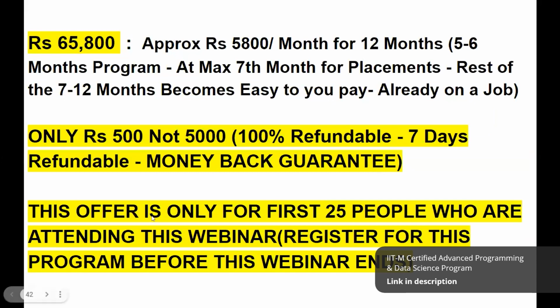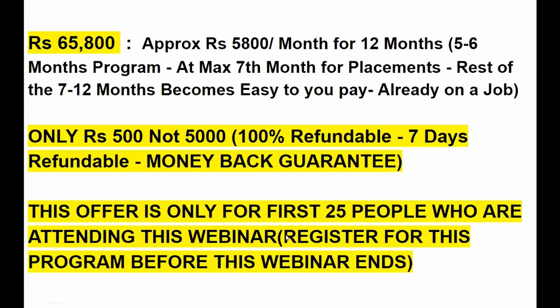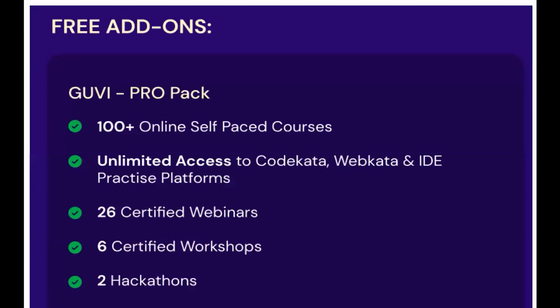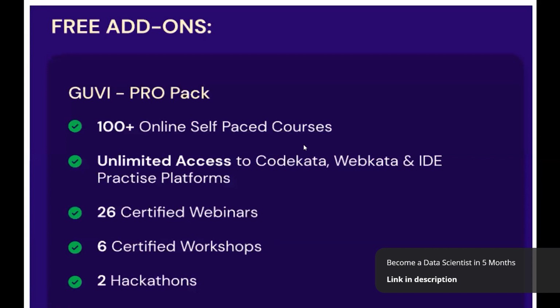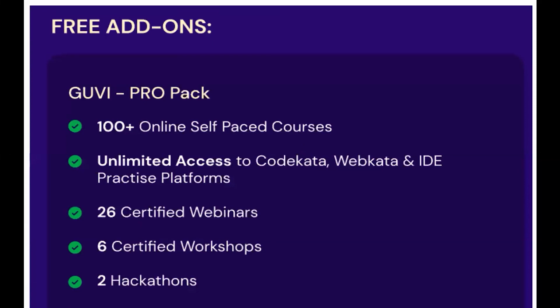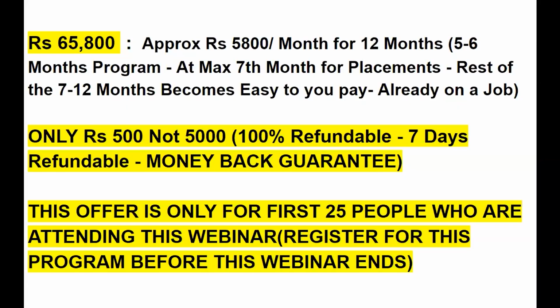We take around 150 students a year, and this offer is only for around 25 students during this webinar. You can register for the program, and once you register, you get these add-ons as well. You have 100 plus self-learning programs, 26 certified webinars, and 6 certified workshops. All these self-learning programs that you see in our portal are given to you as complimentary. You don't have to purchase anything separately. This offer is only for the first 25 people who register for this program.